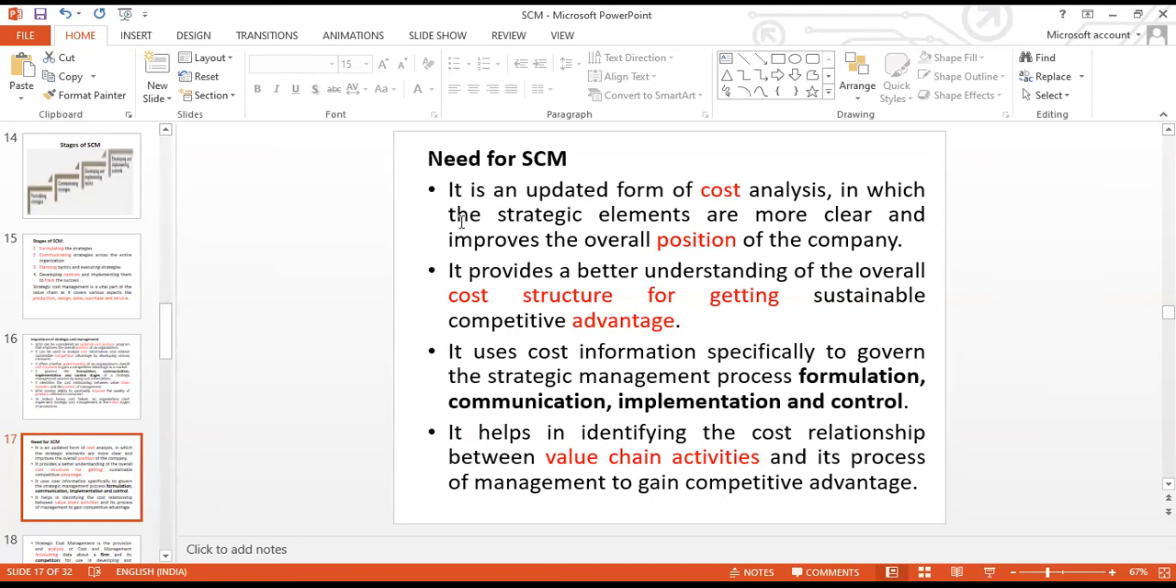Kya karna hai? Policy kiske upar dhyan dena hai, kiske upar nahi dhyan dena hai, that we have decided in advance. The strategic elements are more clear and improve the overall position of your company. So we will ask our stakeholders to implement the strategies and to reduce the cost. So if you reduce the cost, then what will happen? Profitability position of your organization will increase. Then strategic cost management will provide a better understanding of overall cost structure for getting sustainable competitive advantage.